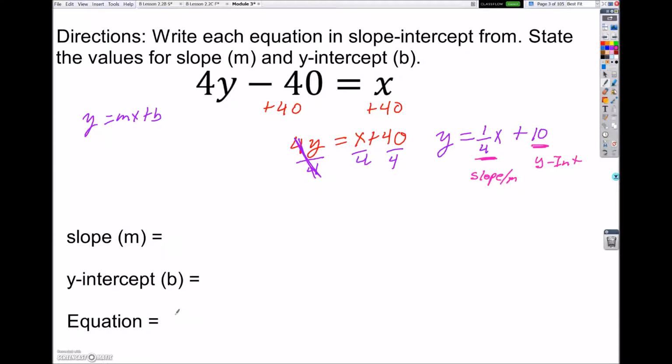So we already figured out the equation. The equation is y equals 1/4 x plus 10. And my slope is 1/4. My rise over run, up 1 over 4. And my y-intercept is positive 10. All right, so now let's go ahead and look at the next one.